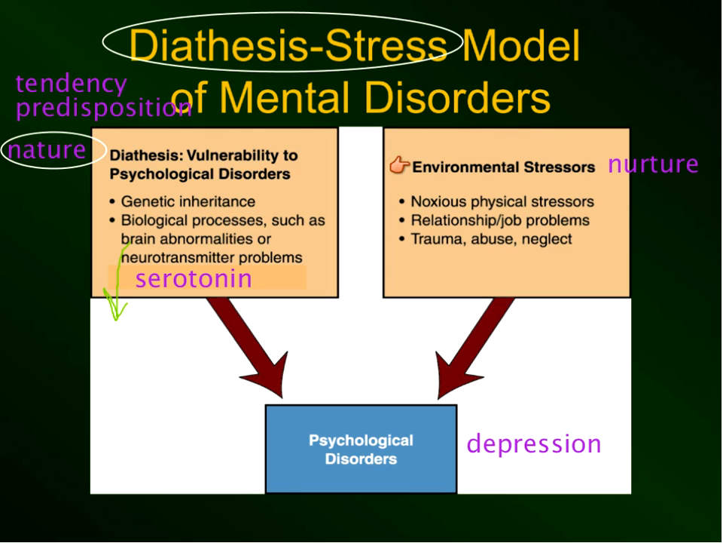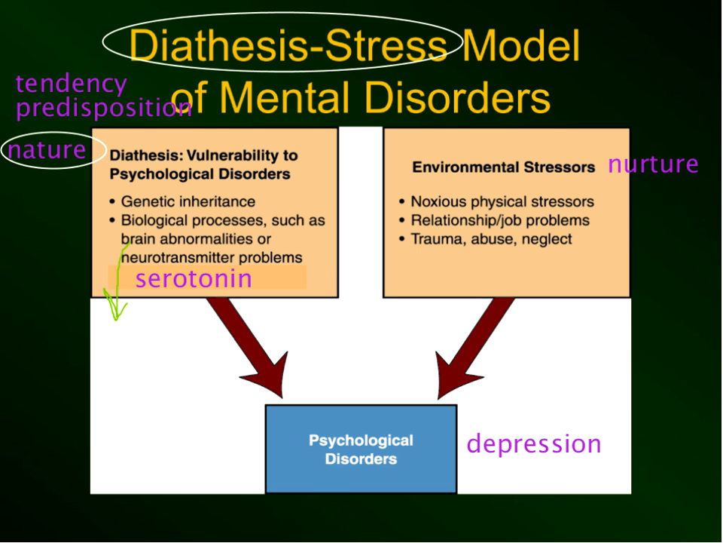Life happens. Environmental stressors occur from nurture. Physical stressors, relationship problems, job problems, financial concerns, traumatic experiences, abuse and neglect. People break up with you, you lose jobs, you have problems with your finances, loved ones die, you get in car accidents. All of these things happen, right?